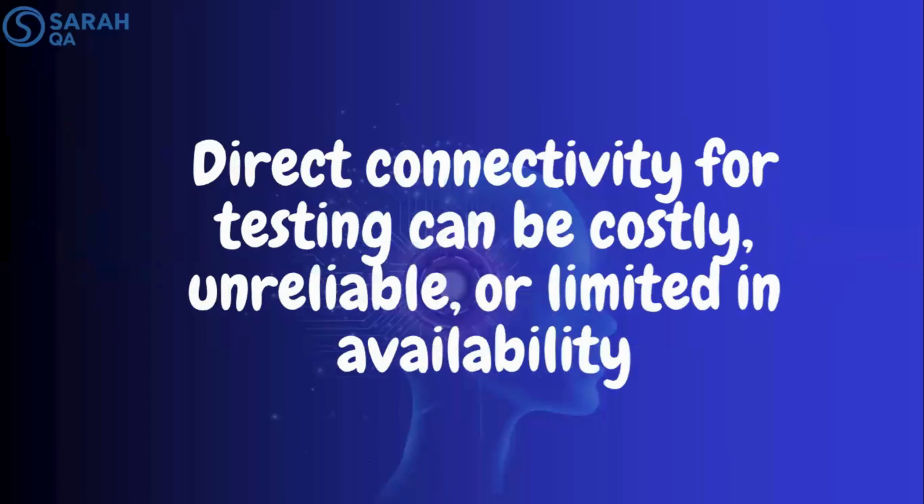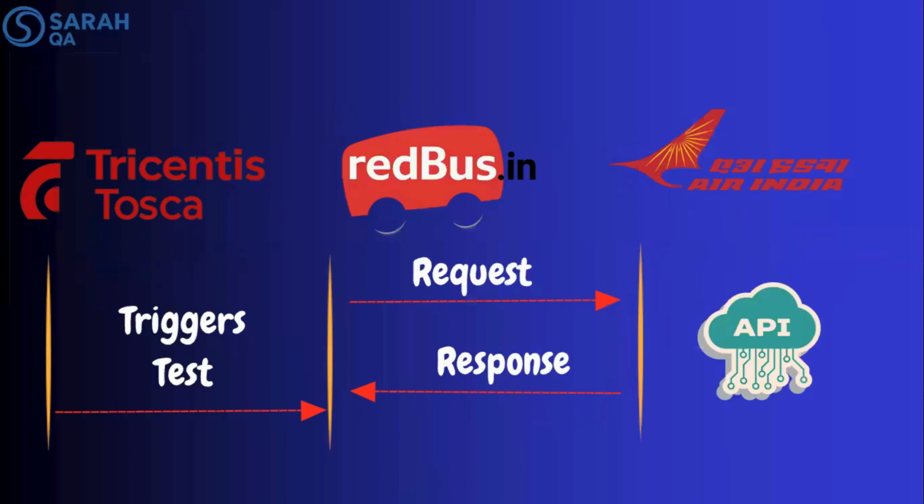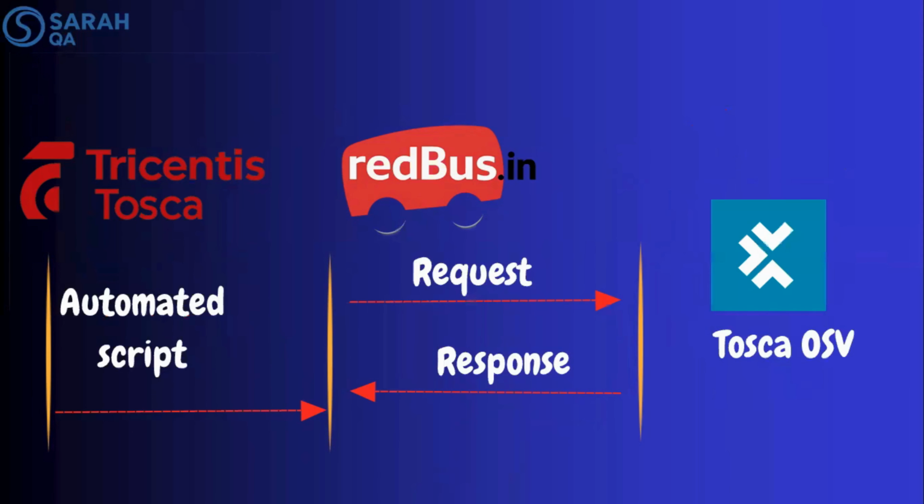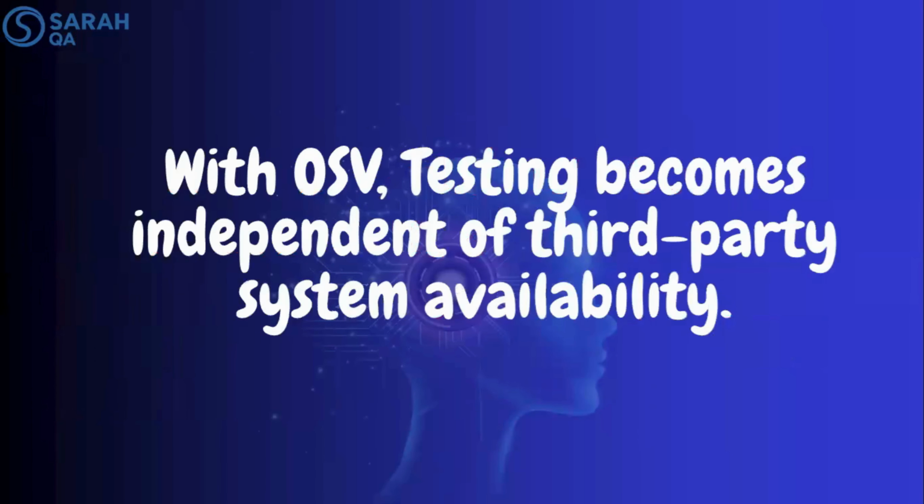Say, for example, a flight booking application which has to integrate with external API service providers to fetch the flight ticket cost, the number of seats, or the flight duration. When you trigger the script from Tosca, instead of connecting to the real-time application, you can have the Tosca OSV mocked-up services, which will simulate the real-time system and provide you with data such as flight cost, number of seats, or duration. And this data simulated from the OSV can be used to complete the testing. So with the OSV feature, testing becomes independent of the third-party system.